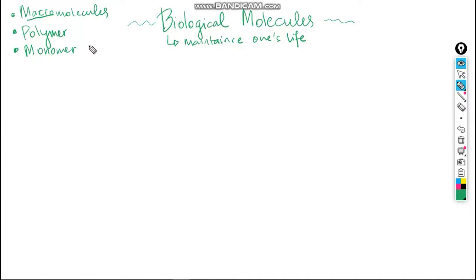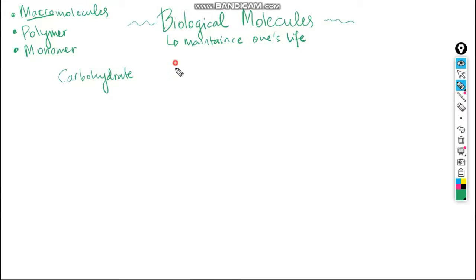macromolecules. Macromolecules consist of big molecules. Macro means large, and molecules means molecules. So large molecules found inside the organisms. What are those? I'm going to write all of them here. What are those macromolecules? The first one is carbohydrate. Carbohydrate is a macromolecule.